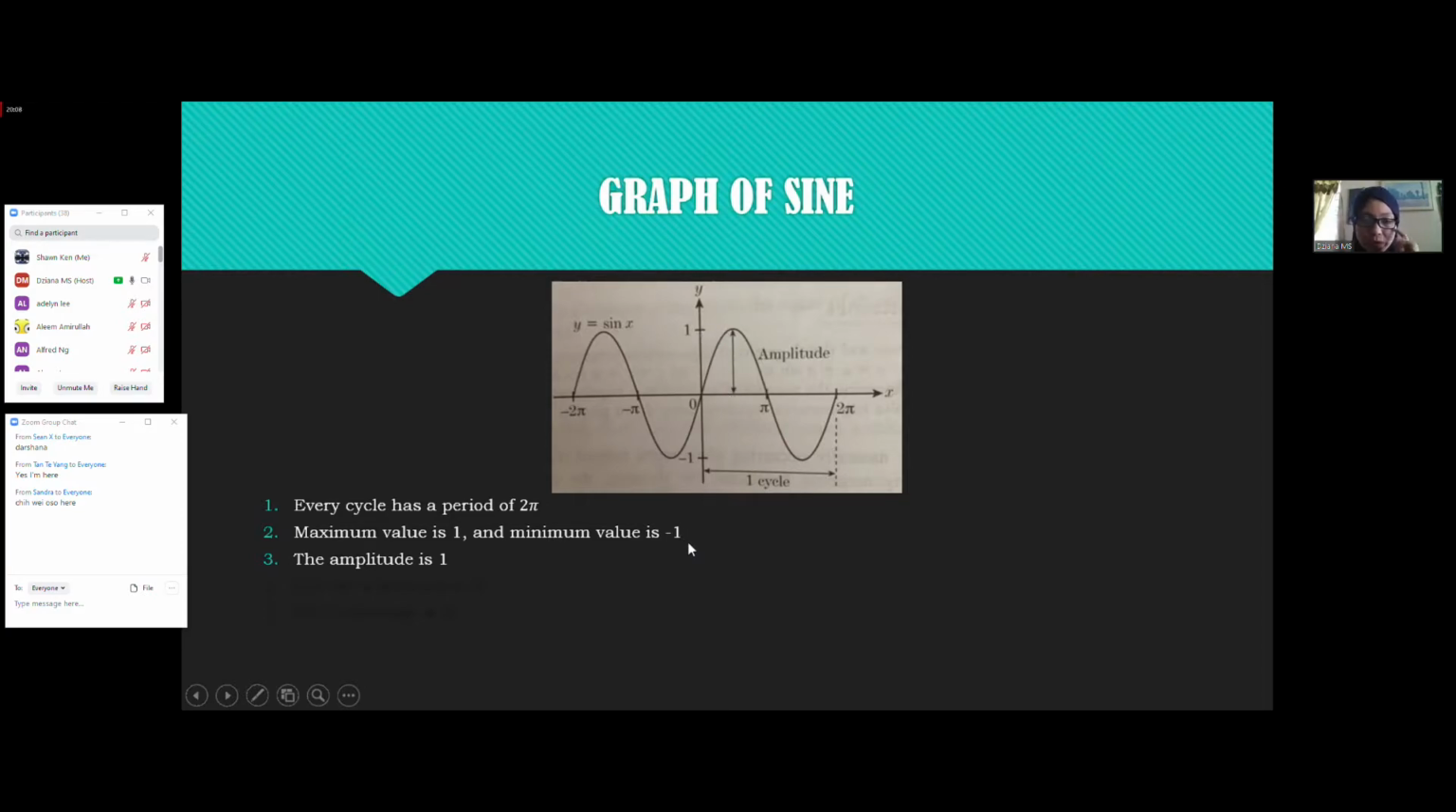I think if you learn physics also, you learn this one. It cuts the x-axis at 0, pi, 2 pi, or 0, 180, and 360. This is when sine x is 0. So 0, pi, 2 pi. And the y-intercept is 0, meaning that you start the graph at 0, going up, going down, and stop back at 0. Right? Still remember this graph of sine?